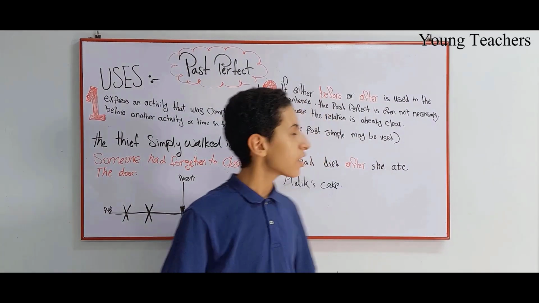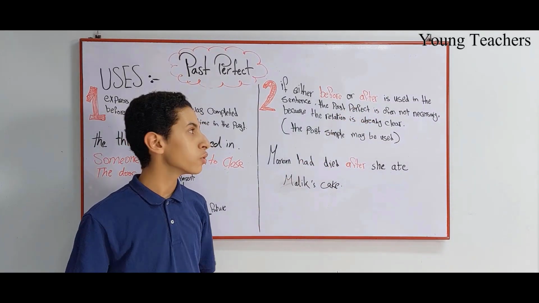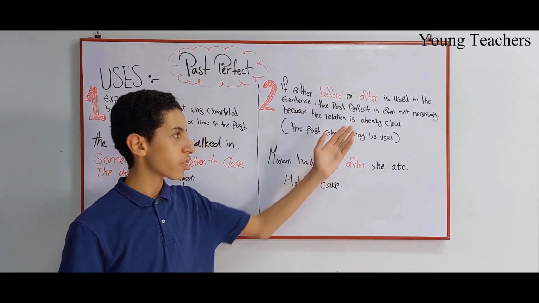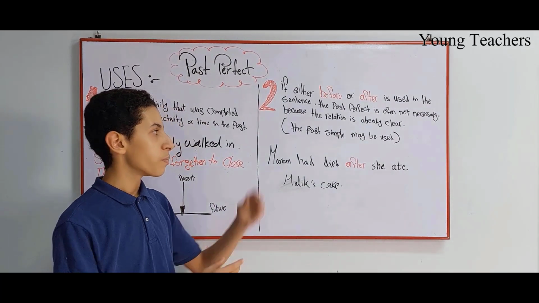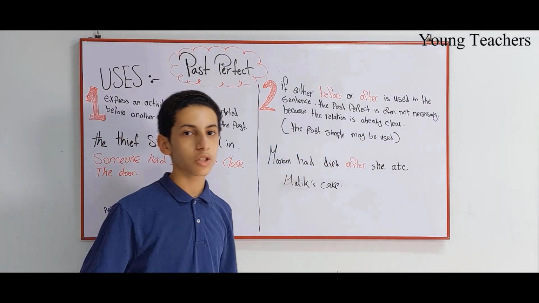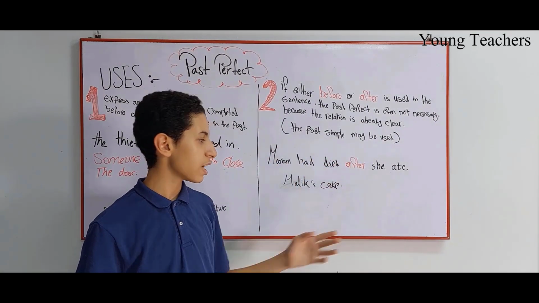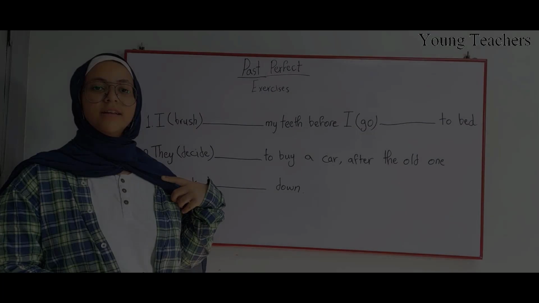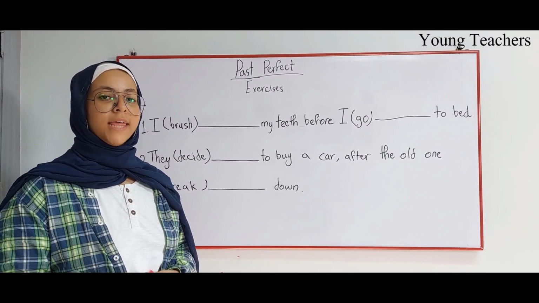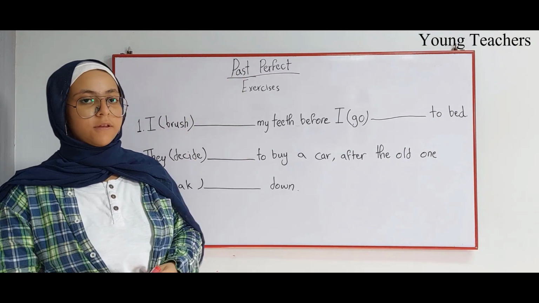Simple. The second use is when either before or after is used in the sentence. The past perfect in that case isn't necessary because the relation is already clear. So in that case, we might use the past simple. For example, Mariam died after she ate Malik's cake. And now, as we finish the form, the uses and the meaning of the tense, let's move on to the exercises of the past perfect.